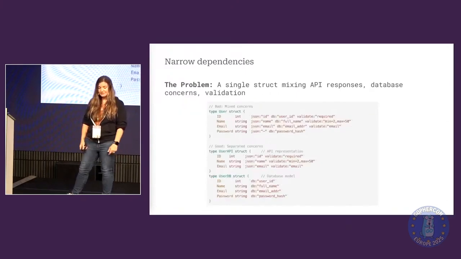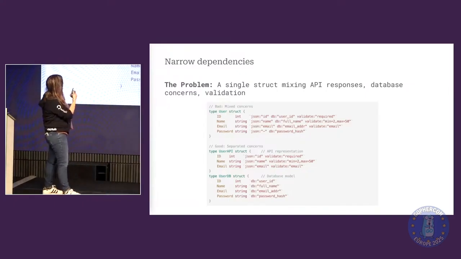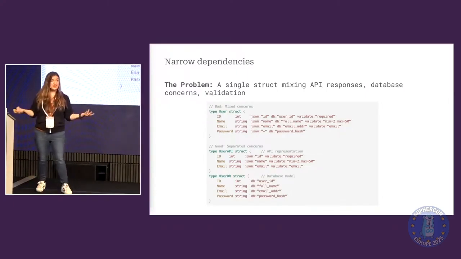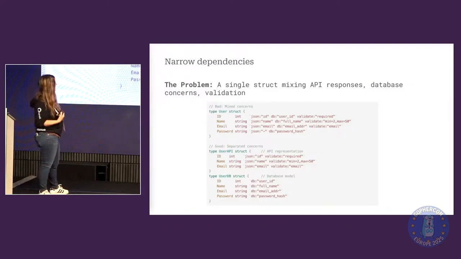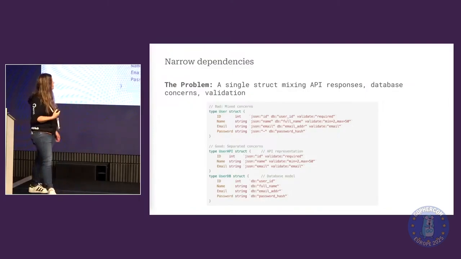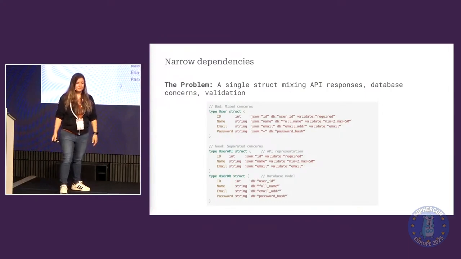Next, another example. It's a single struct mixing the API responses and the database concerns and all the validation in one spot. You might think, hey, this is great. We can just have one user and pass it around the application. But if you need to change something in the database, now you have to update your API too. Mixed concerns are really hard to change. So instead, separating them out to what is only important and critical to each package and layer of your application is going to make things easier to change.